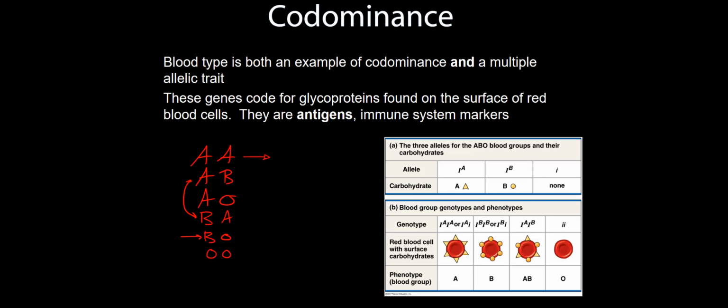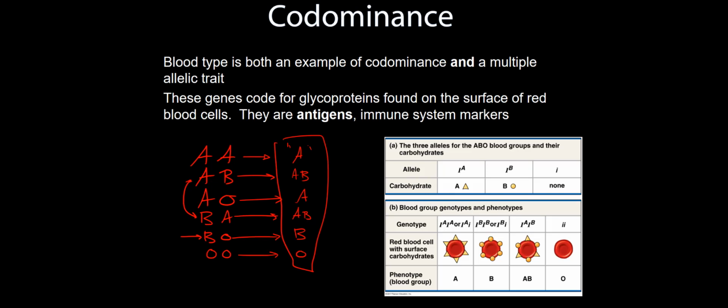Now let's think about your phenotype. If you have AA, you would have the A phenotype. AB would give you the AB phenotype, but what about this one? That would also be A. And what about this one? That's also AB. Those are the same. And what about this one? That's B. And then this one is O. So these are your different blood types. Let's just reduce that. You can have either A, you can have AB, which is the same as this one, or B, or O. So that's how blood type works.